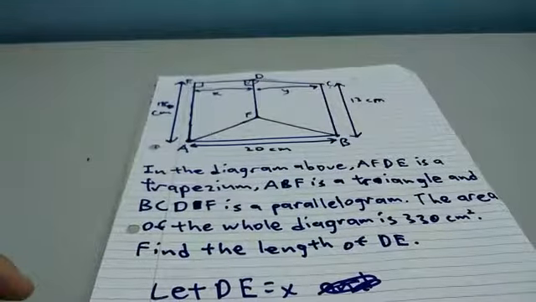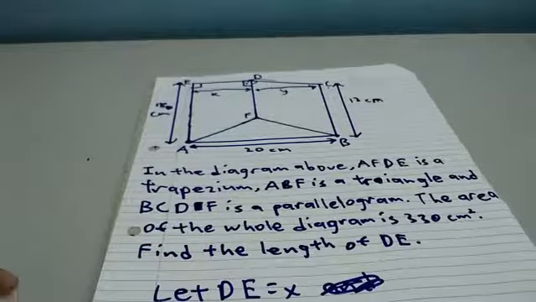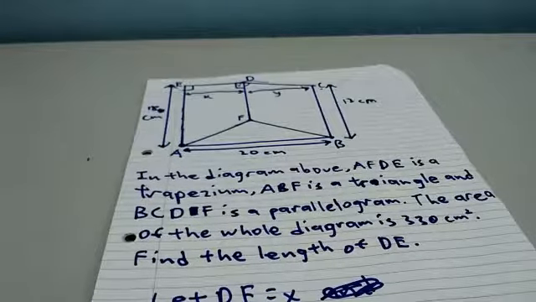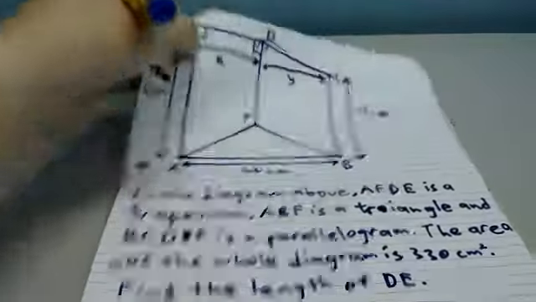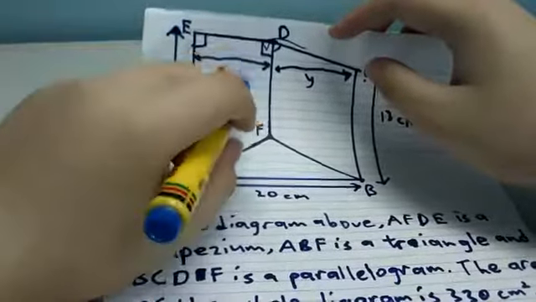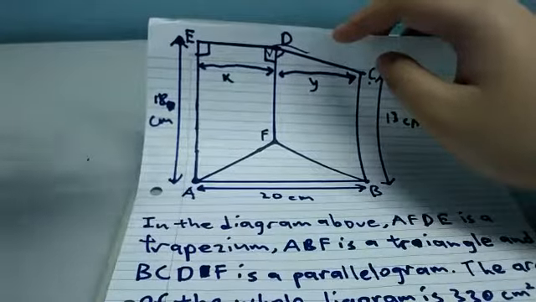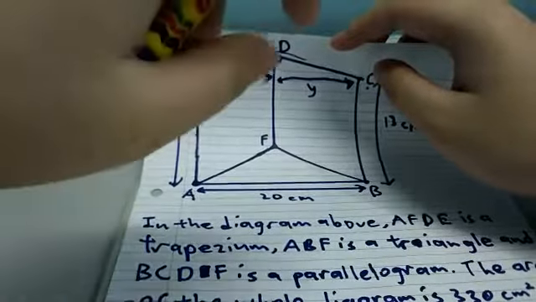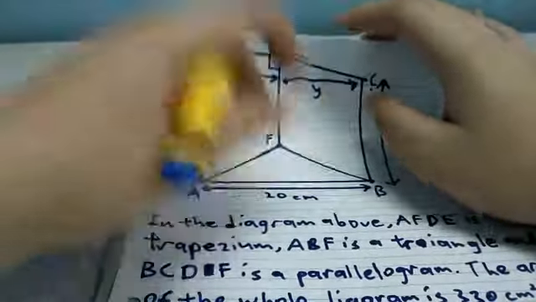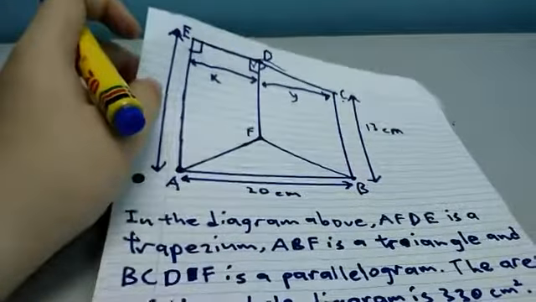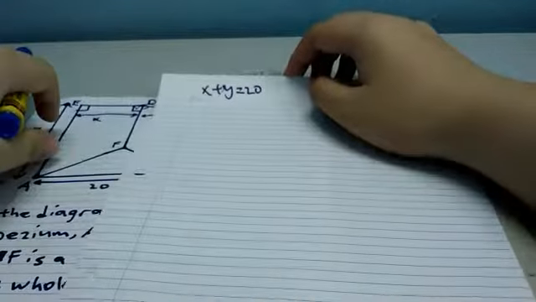Now, the biggest problem here is planning the strategy, because it took me 5 or 10 minutes to plan and think. And here is the strategy that I came up with. I will let the length of DE equal to X, and I will let this other length be Y. When I thought of that, I solved it, and coincidentally it can be solved. Now here's the first equation: X plus Y is equal to 20.